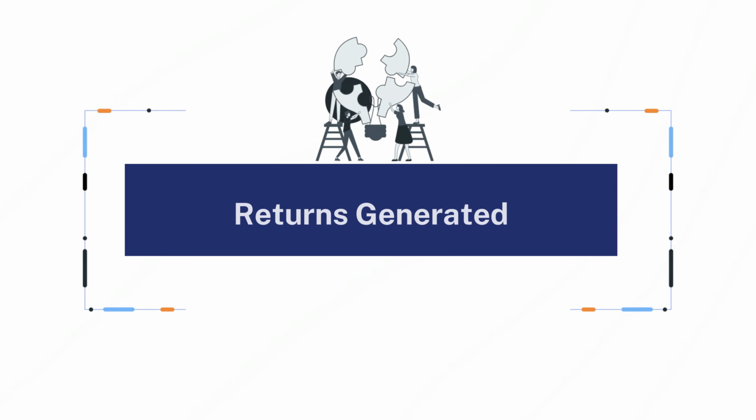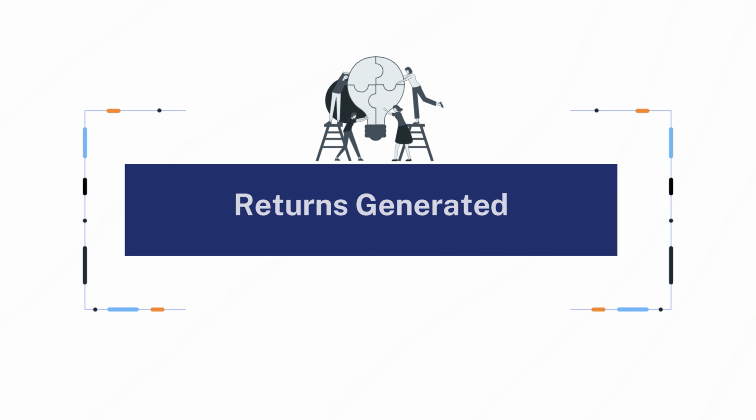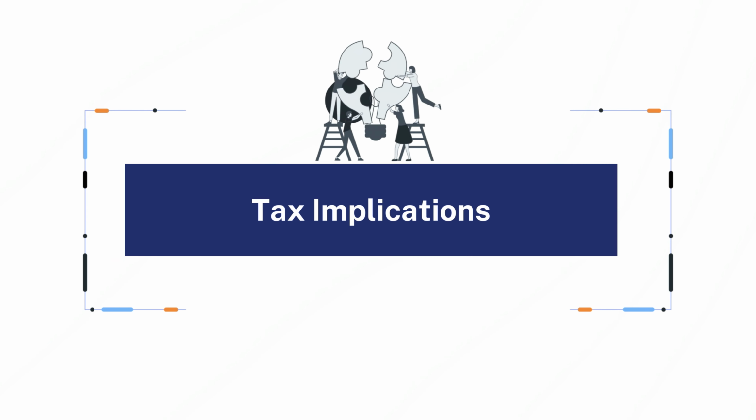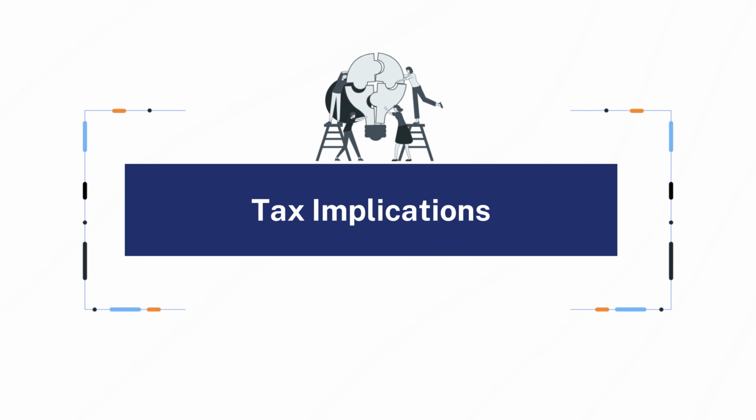Now, let's look at the returns generated by the fund. The Abakkus All Cap Approach Fund has delivered a 34% return since inception, outperforming the S&P BSE 500 index, which posted a 28.3% return. Now, let's take a look at the taxability of earnings.